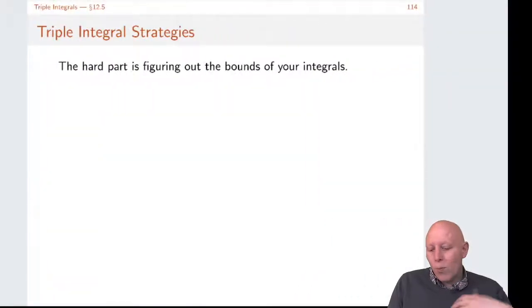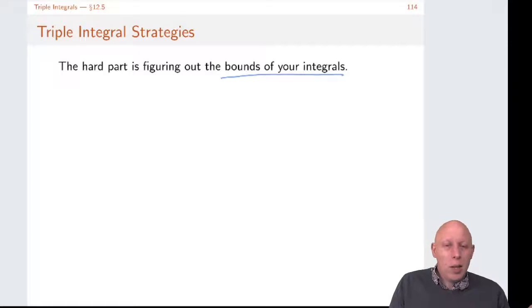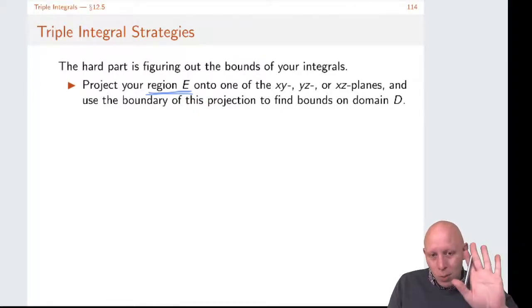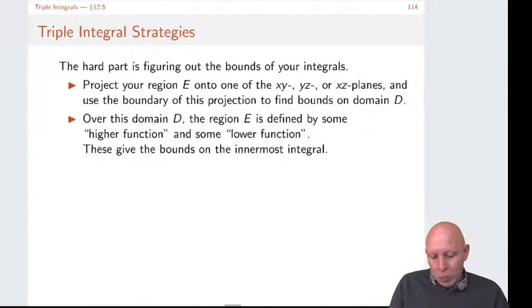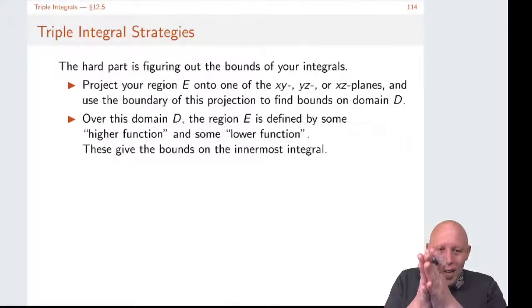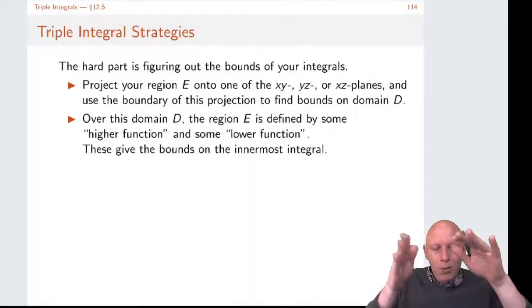All right, let's talk about what that ends up looking like. The hard part here, of course, is going to be figuring out the bounds of your integrals. You have this three-dimensional object, and you need to figure out, well, what are the lower bounds, what are the upper bounds? So how do we do this? We take our region and project it into the xy plane, the yz plane, or the xz plane, and look at this projection to find your domain D. After you find this domain, you've taken your three-dimensional object, you've squished it, and now you need to unsquish it. You need an upper function and a lower function.